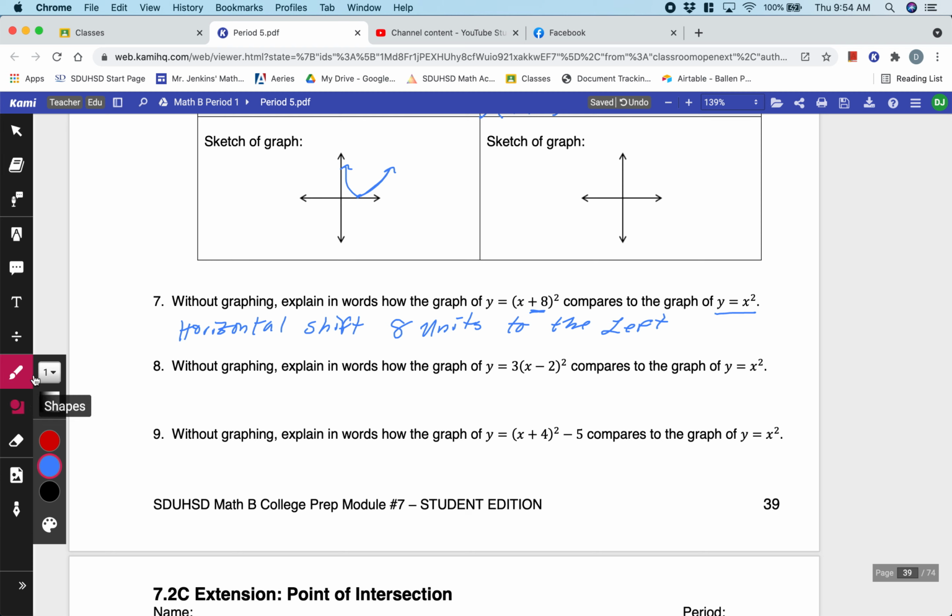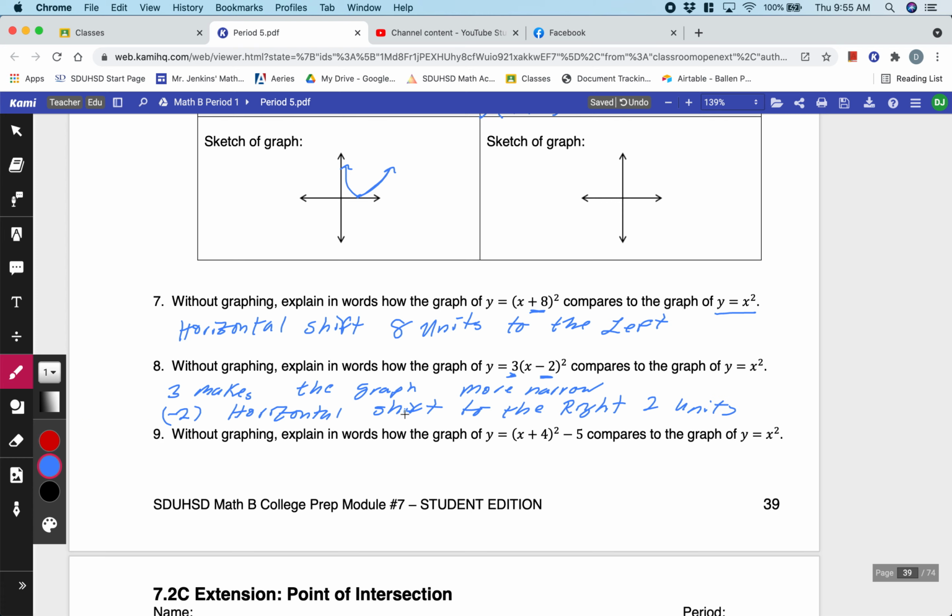Now this one has 2 parts to it. It has an a value of 3 and an h value of negative 2. Well, the 3 is bigger than 1. It's going away from 0, so the 3 makes the graph more narrow, while the negative 2 is a horizontal shift to the right, 2 units.